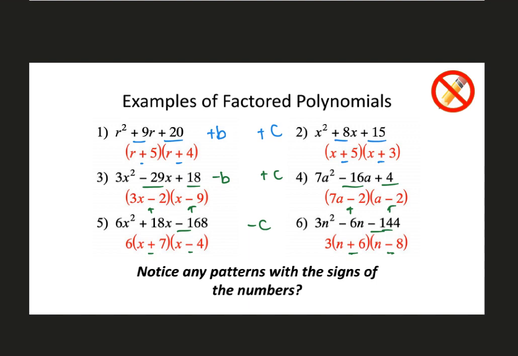But in these cases up here, a negative times a negative gives you a positive, and a positive times a positive gives you a positive. All right, so this constant term is coming from the multiplication of your constant terms. So the sign of your constant terms is going to determine the sign of your C value.